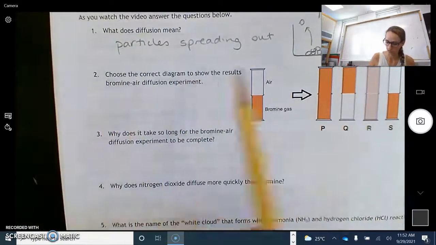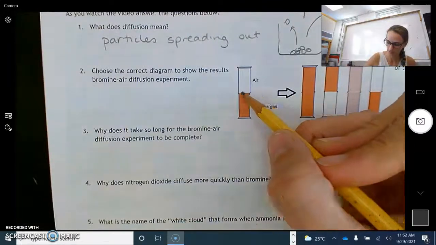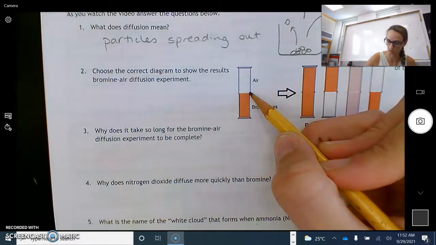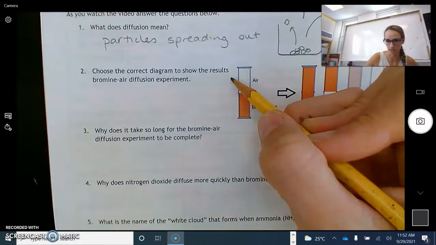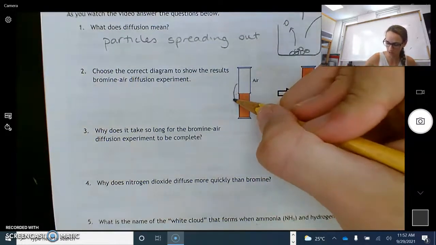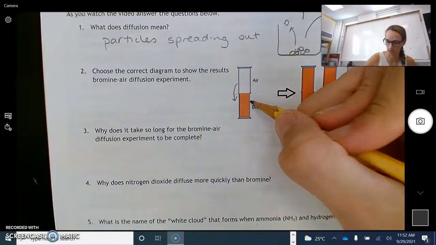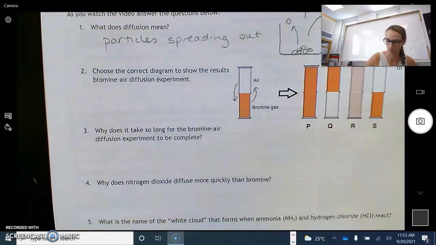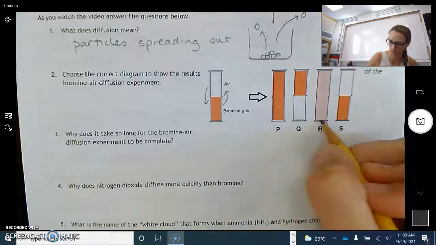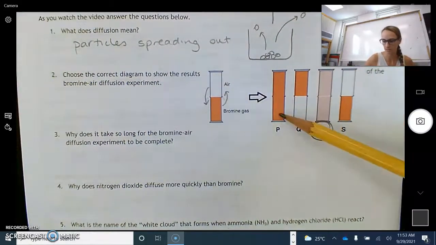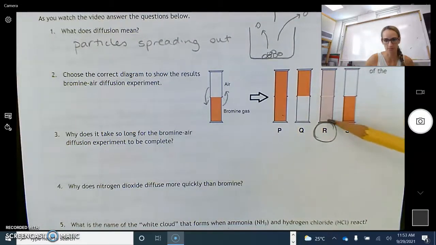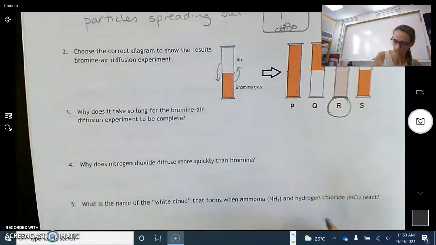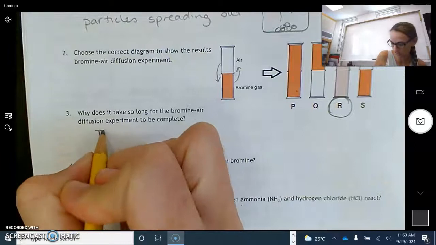Okay, choose the correct diagram. So they had bromine, this dark reddish brown gas, and air, colorless gas. So diffusion means the air particles spread to fill the container by moving down, the bromine spread by moving up until they're all mixed. So our correct answer is R. Not P, because you don't get double the bromine. They've mixed, so you'll end up with a 50% bromine and air in both sections. Why does it take so long? It's because the particles collide with each other.